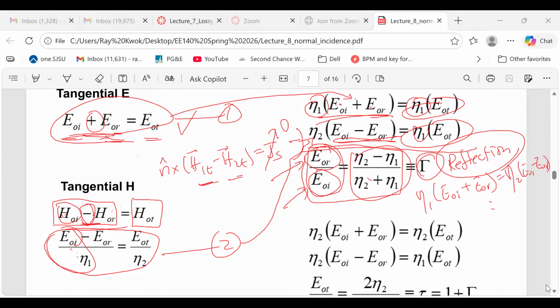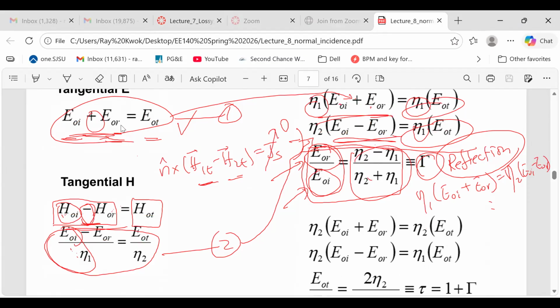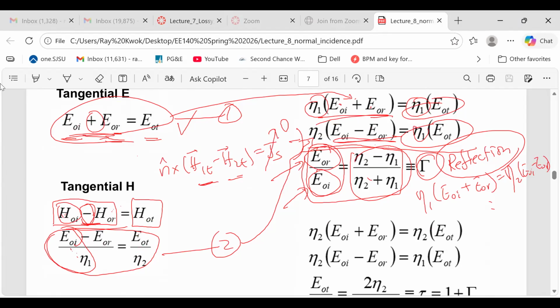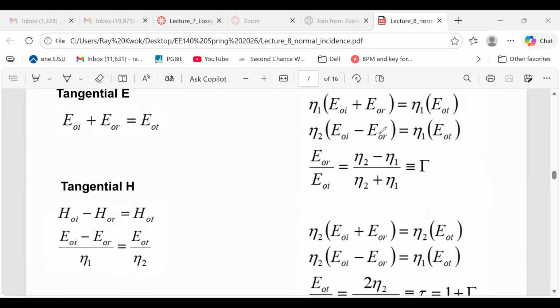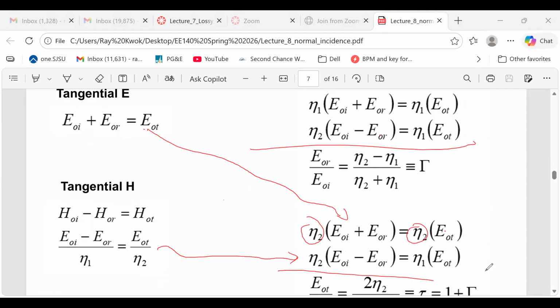Now if I massage that equation a little bit more, if I want to get rid of this, so if I add these two equations, this won't cancel. Now, if I want them to cancel, I take the first equation again, multiply with eta 2, and bring in the same equation. Now when I add these two together, this goes away. So I have a function of transmission with respect to incident.